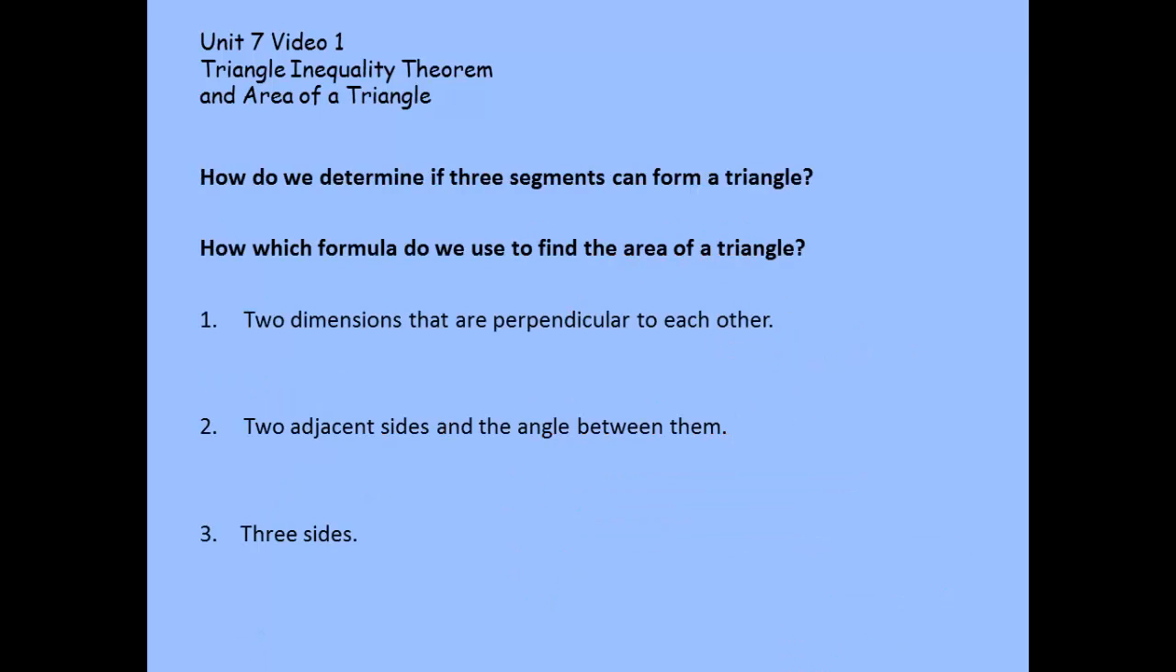Okay, just to recap what we did here. First, how do we determine if 3 segments can form a triangle? Here we're looking to use the triangle inequality theorem. The second thing we did was to decide which formula we're going to use for the area of a triangle. If we have 2 dimensions that are perpendicular to each other, then we can use area equals 1/2 base times height. This would be extremely easy to use in a right triangle or any triangle in which an altitude and the base are given.